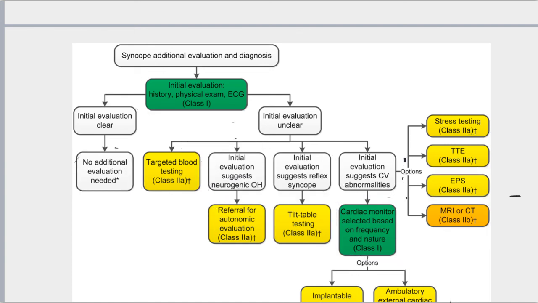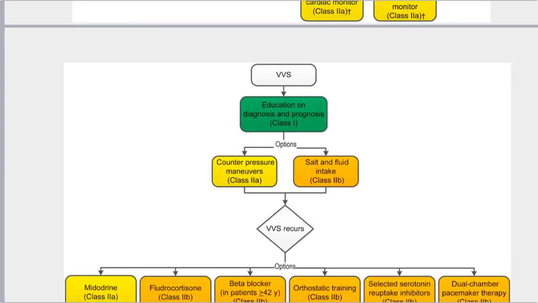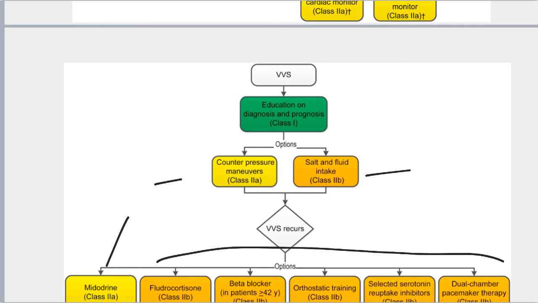And suppose in your evaluation, you did your tilt table testing and you had reflex syncope, then what? The primary treatment for that will be counter pressure maneuvers, and you can also increase fluid and salt intake. In the event that you still have recurrent reflex syncope, midodrine would be your next go-to medication, and then there are other medications that are also available.